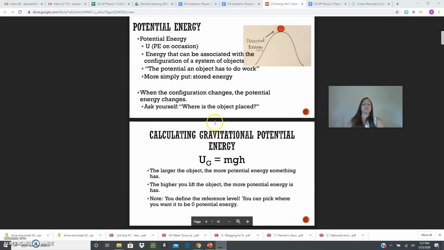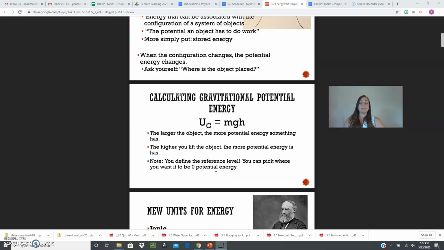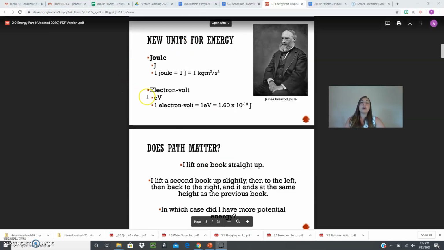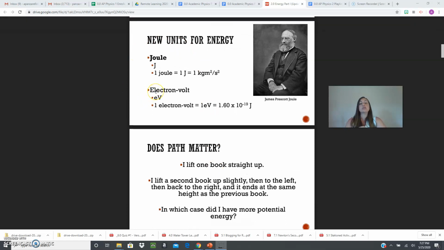Our focus is potential energy based on height and based off of the gravitational pull. So we have the equation U is equal to mgh. Do note that the units for energy are a joule, and it is the short version of writing kilogram meter squared over second squared.